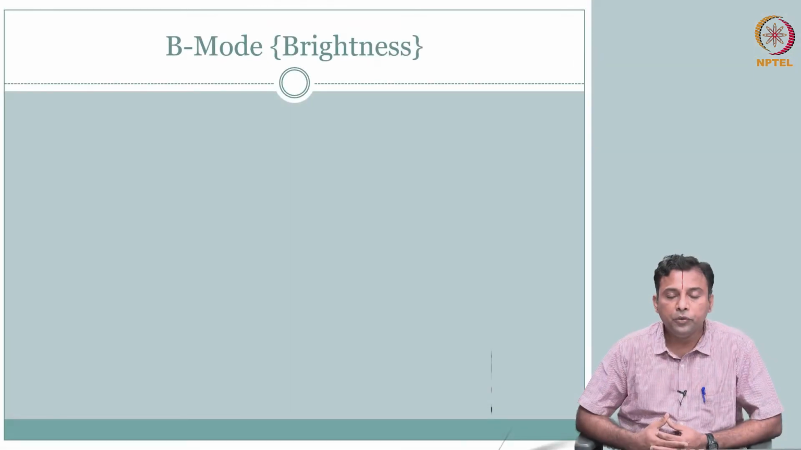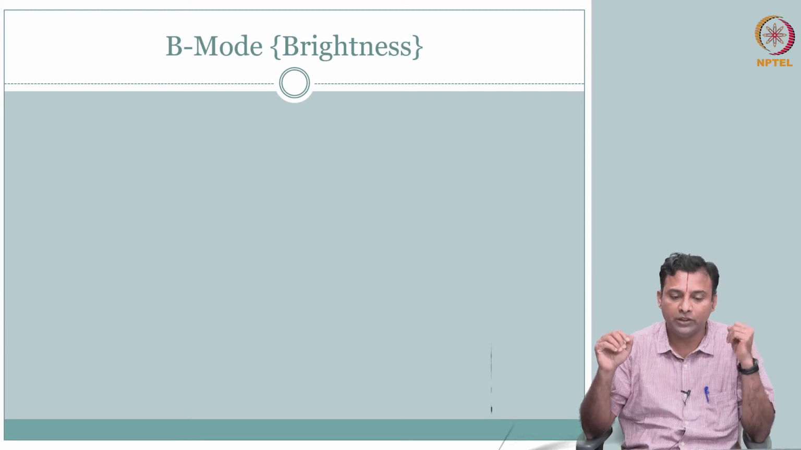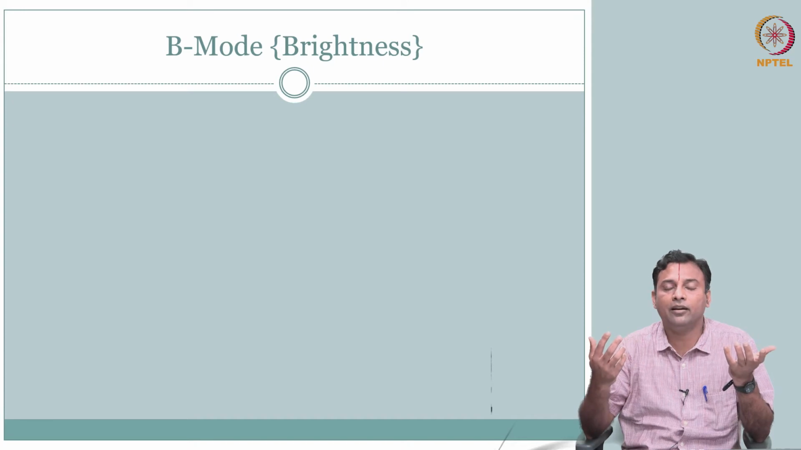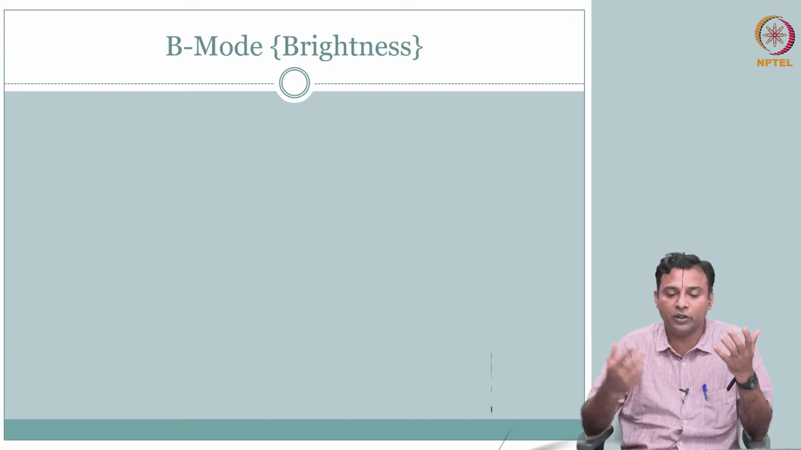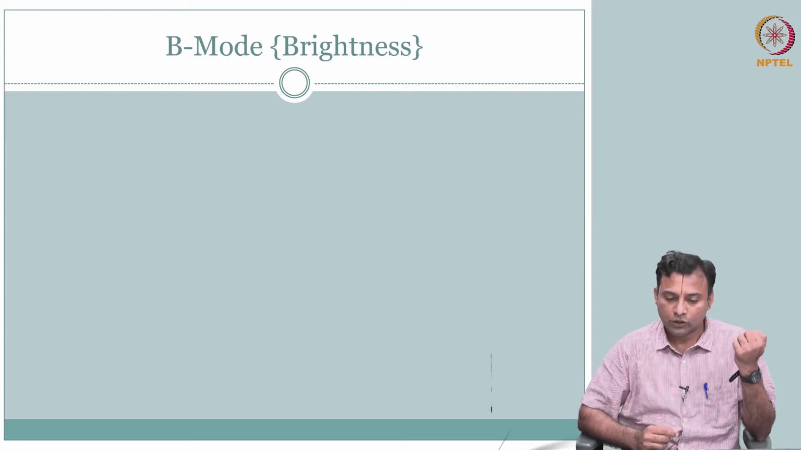So let us continue with the B mode operation of ultrasound. This is predominantly the most dominant imaging mode. When they say ultrasound image, this is the mode that typically comes to mind. Amplitude mode has its role, but when we talk about images, we typically associate an ultrasound image with a B mode image, which is brightness mode.